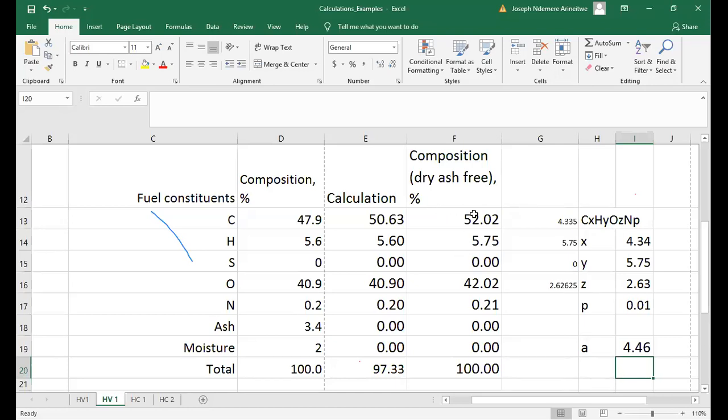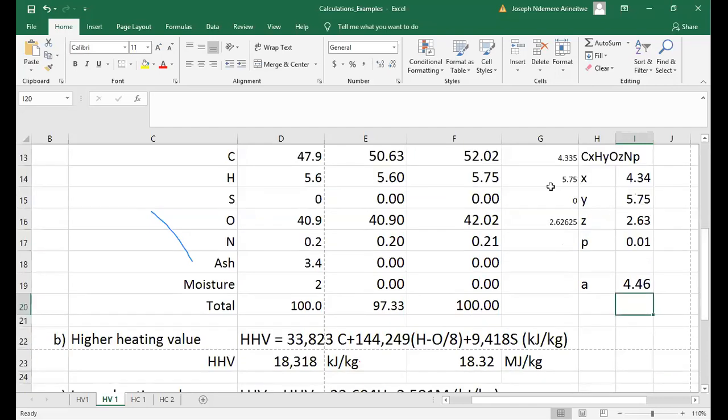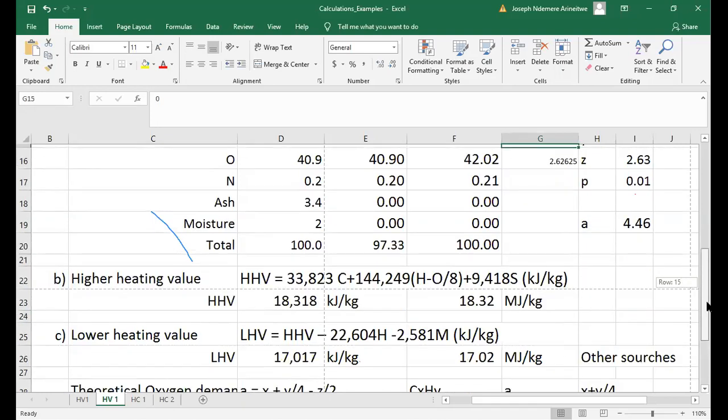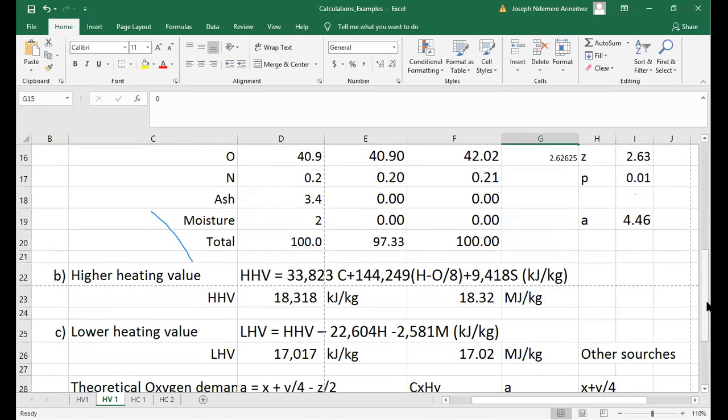So once you have the composition on a dry ash-free basis, for each element you can divide by its molecular weight, and then you get its proportion within its chemical formula, so to speak. What matters in this case is carbon and hydrogen. Although this formula keeps quiet on the impact of sulfur. If we had sulfur, we know it burns, but largely the calculation is based on burning carbon and hydrogen.